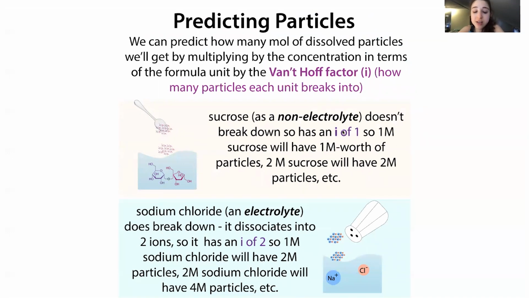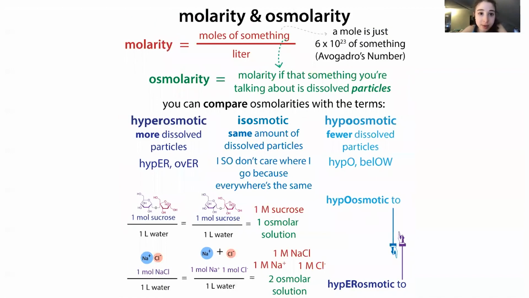And we can actually use this. There's the Van 't Hoff factor, which takes into account how many particles this unit breaks into when we're determining the molarity of dissolved particles. And we have this term called osmolarity, which we use when we're talking about dissolved particles. So if you apply that Van 't Hoff factor and figure out the number of dissolved particles, you can figure out the osmolarity.